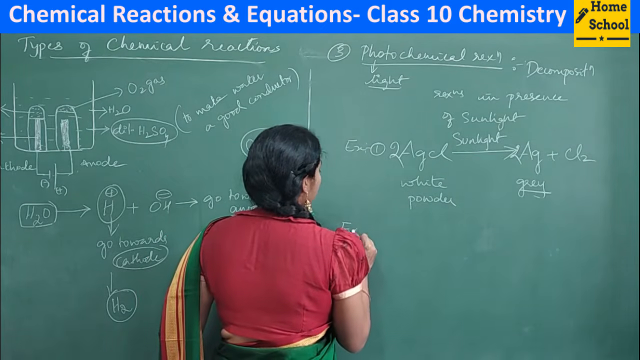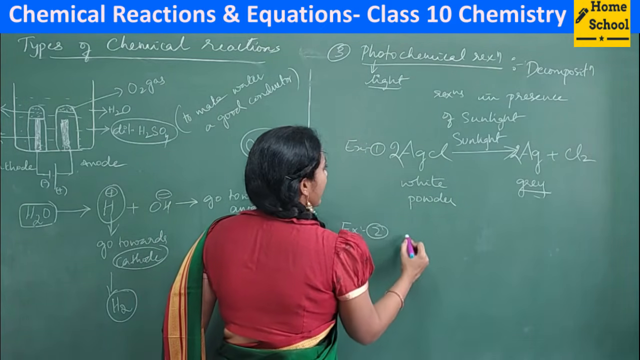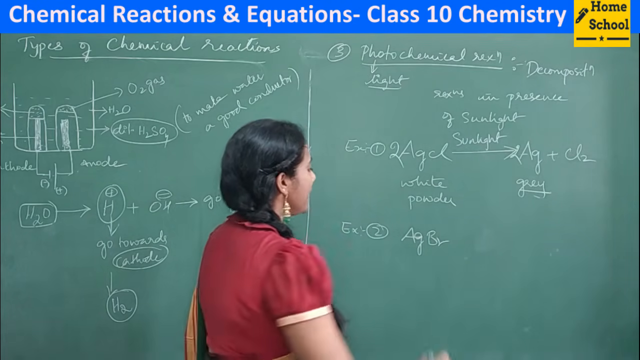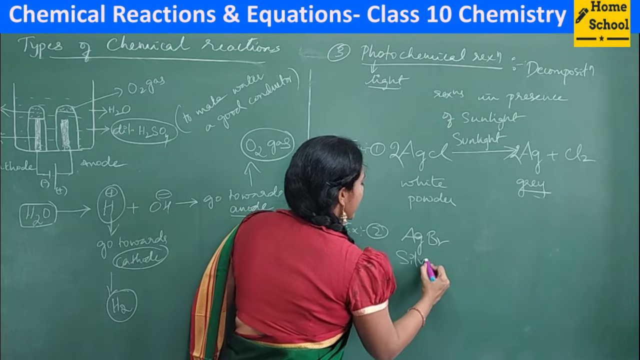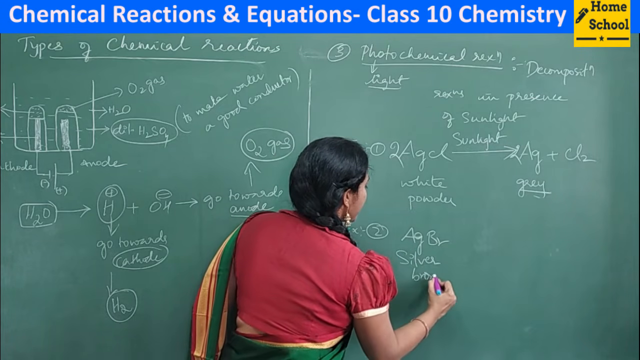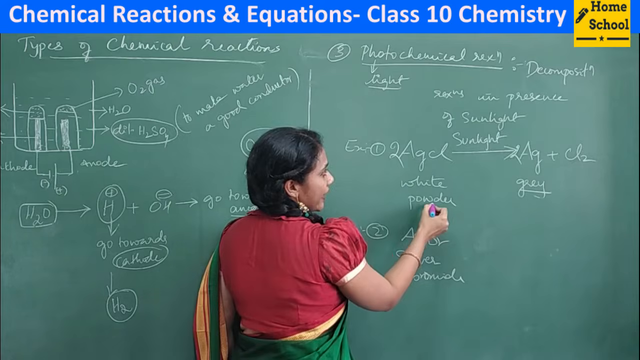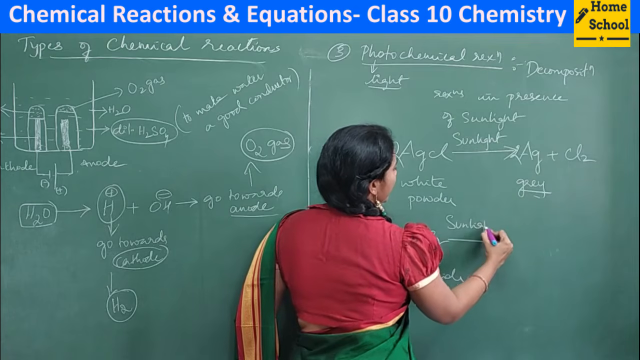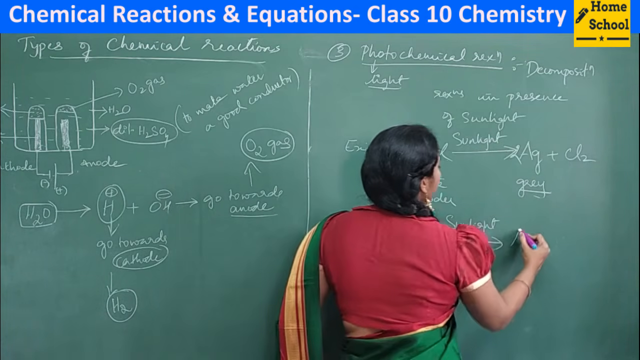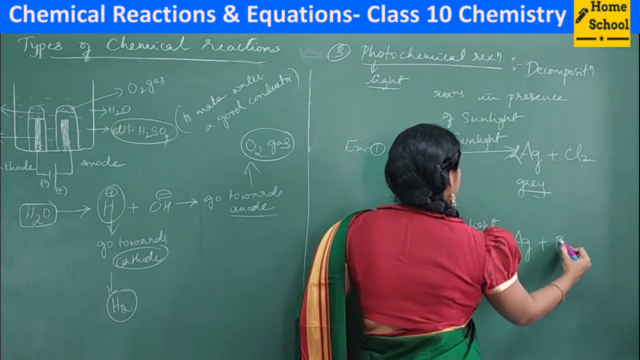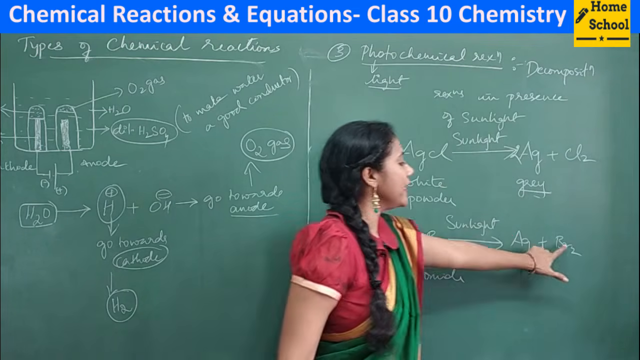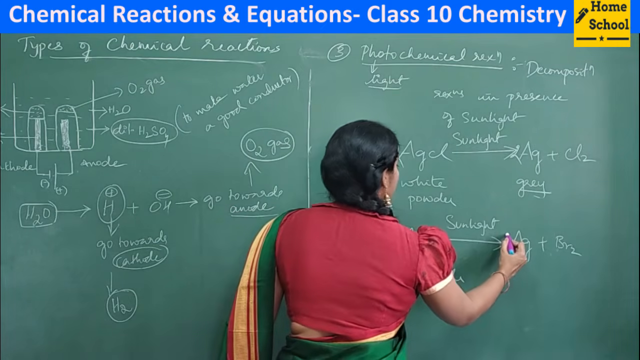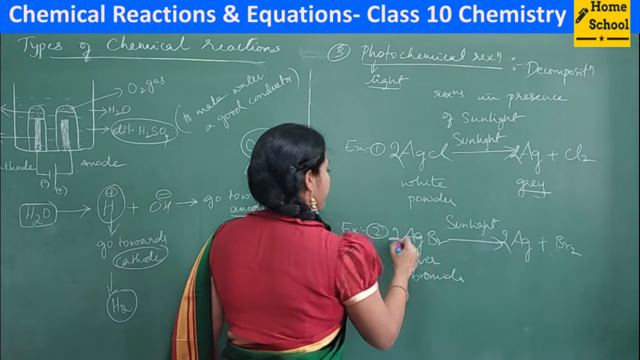And example number 2 is also similar to that. Instead of AgCl, if you take AgBr. So what is AgBr? Silver bromide. What is AgCl? Silver chloride. Okay, so this also, in presence of sunlight, you will get Ag plus Br2. Since Br is there, you will get Br2 gas. Clear? So here also a similar way of balancing, right?